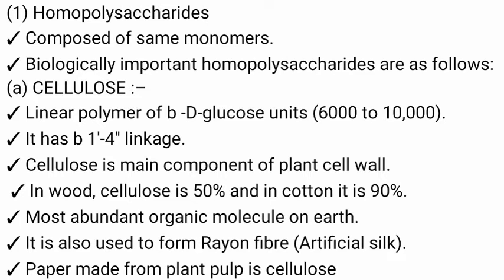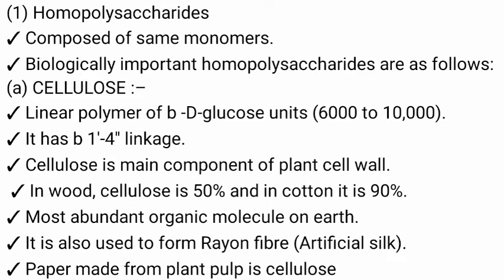Homopolysaccharides are composed of the same monomers. Biologically important homopolysaccharides are: number 1, cellulose. Cellulose is a linear polymer of beta-D-glucose units. Cellulose contains 6000 to 10,000 monomers of beta-D-glucose. These beta-D-glucose units are linked with each other by beta-1,4 glycosidic bond linkages. Cellulose is the main component of plant cell wall.